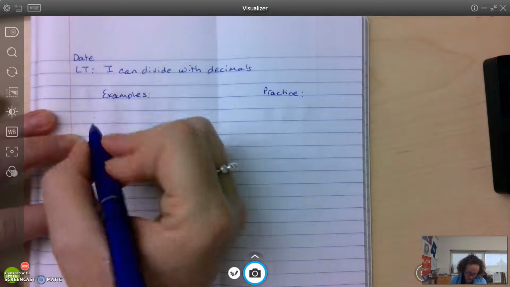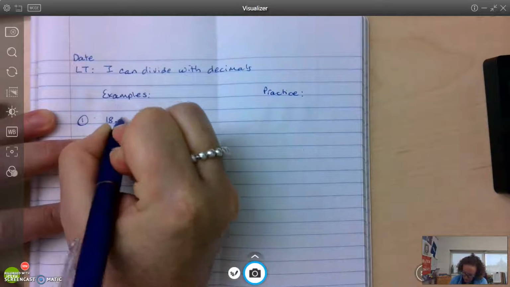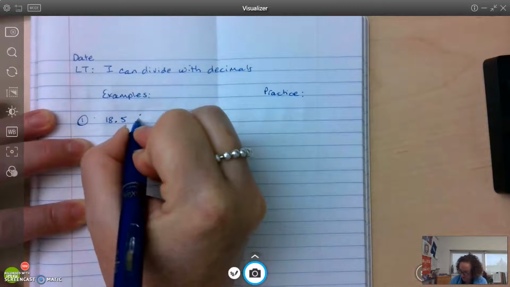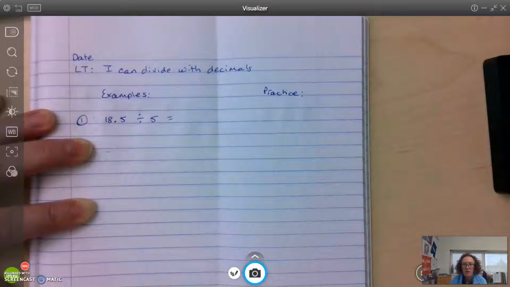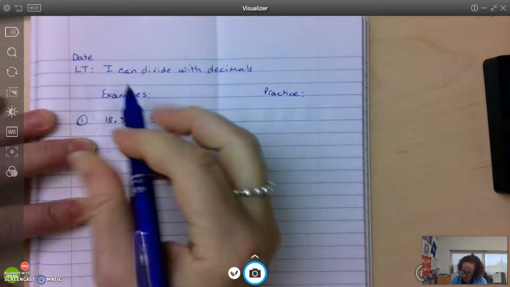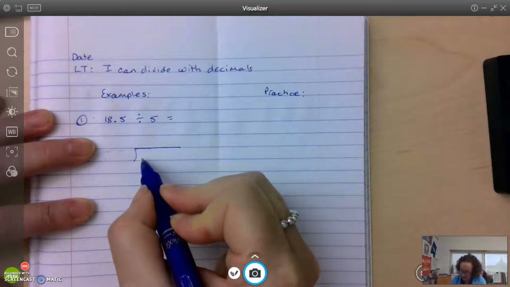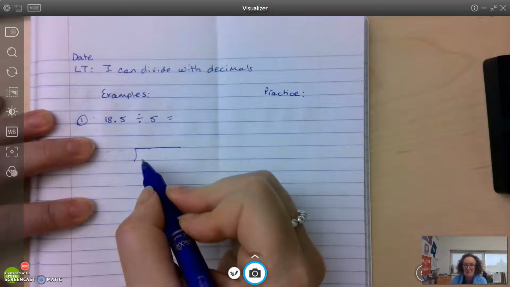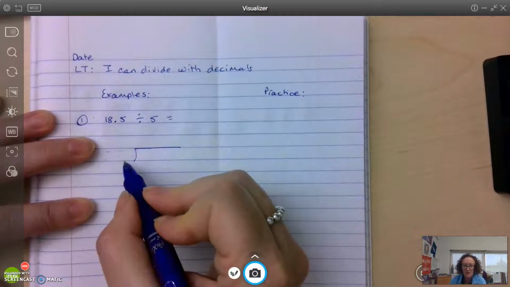So our first example is going to be 18 and 5 tenths, or 18.5, divided by 5. And I'm going to write it out horizontally and give you a second to think about how that would look if I were to set it up this way. What number goes in the house? Call this the house. That's not a fancy mathematical term. And what number goes in front of the house?